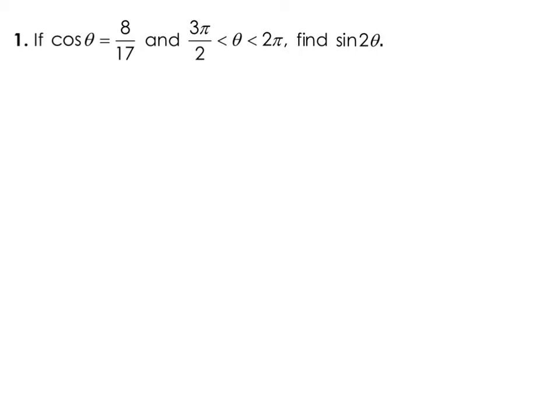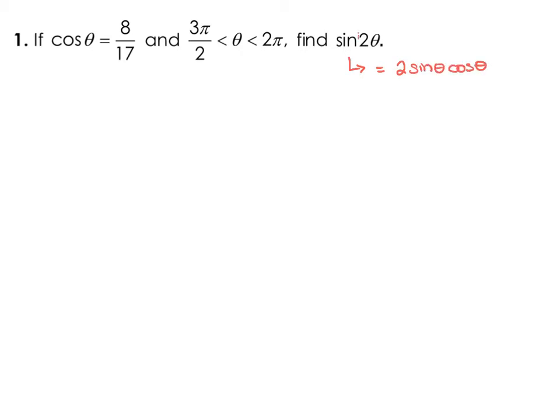So in this problem, it's saying that if the cosine of theta is 8 over 17, and the angle theta that we're dealing with is between 3 pi over 2 and 2 pi, it's asking for us to find the sine of 2 theta. Well, first off, let's figure out the equation that we're going to use for the sine of 2 theta. If you look at your formula chart, the sine of 2 theta is equal to 2 times the sine of theta times the cosine of theta.